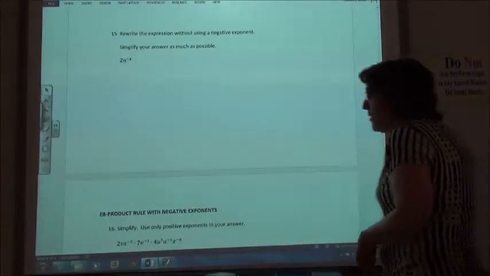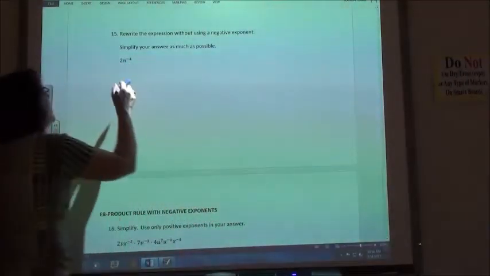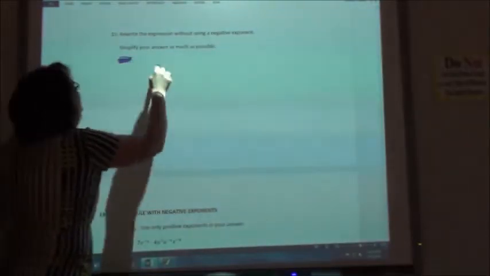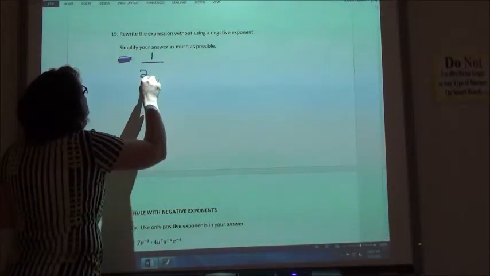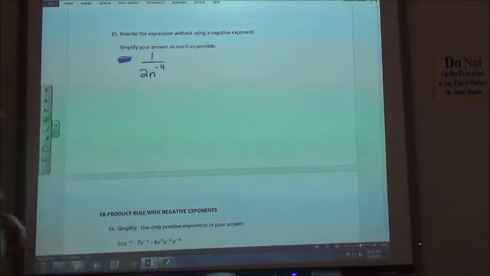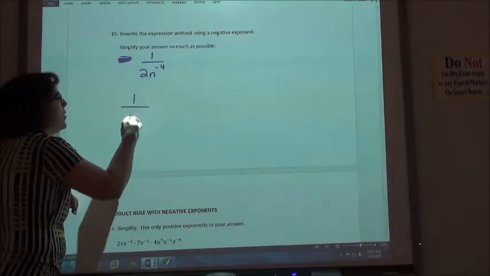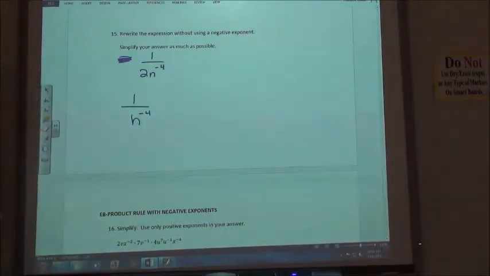And I don't know why I have 3 that all look the same. I'm going to change this one. I'm going to write it as 1 over 2n to the negative 4, just so it doesn't look like all the rest of them. So what do you think is going to happen with this one? What would be the reciprocal of 1 over n to the negative 4?